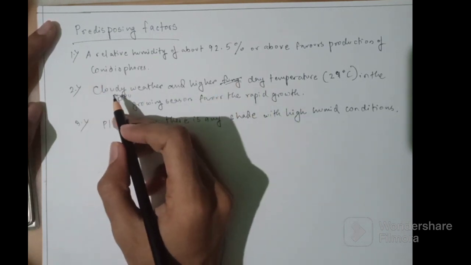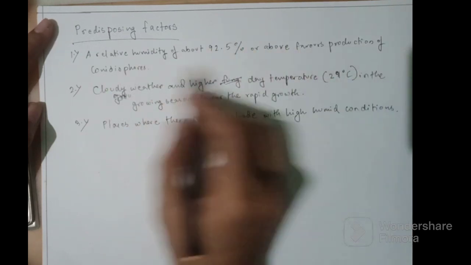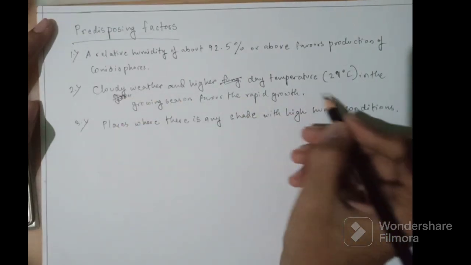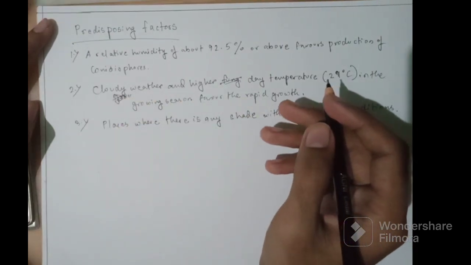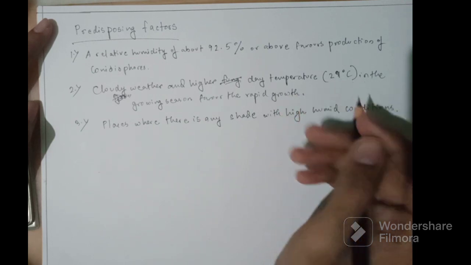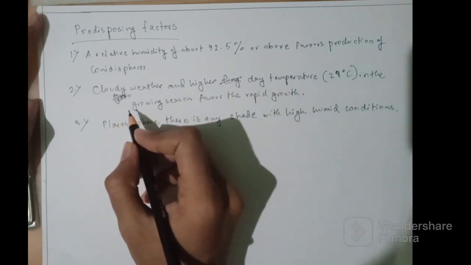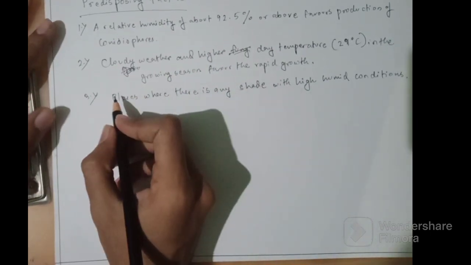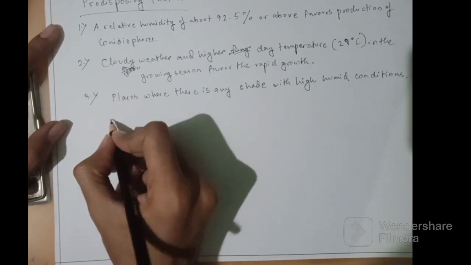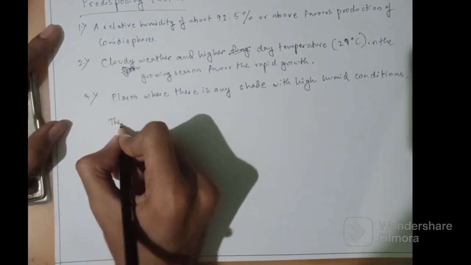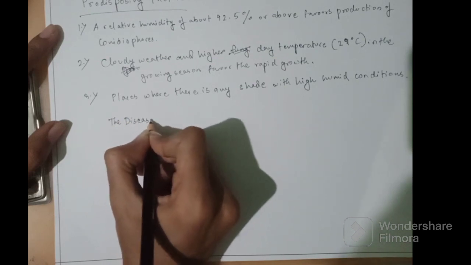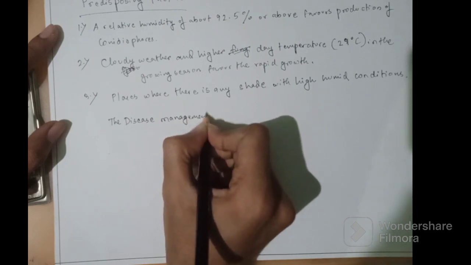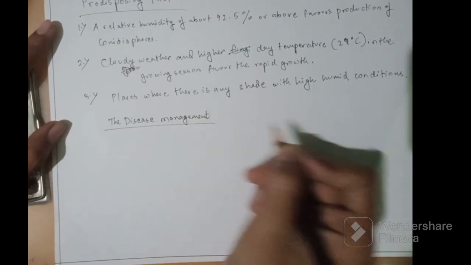Even if the seed is infected, the plant is infected, if these conditions are unfavorable, not available for the fungi to grow, the fungi may even stop growing, and initially it will die and not spread inside the plant. So after this, what needs to be learned is the disease management. How to manage the disease, how to treat the disease, how to stop the disease. That is called disease management.